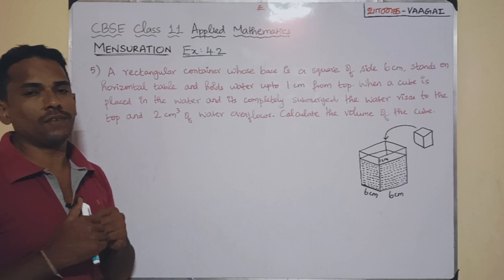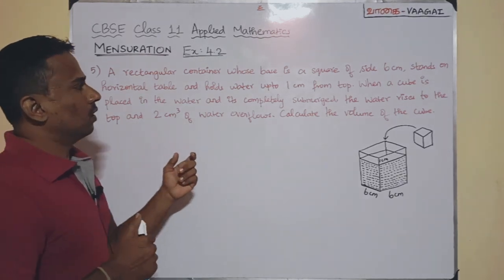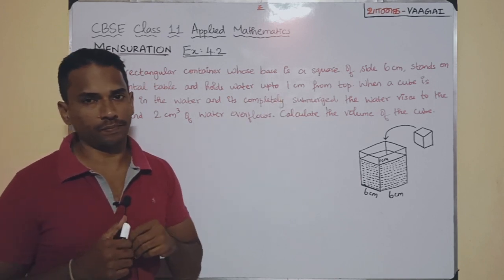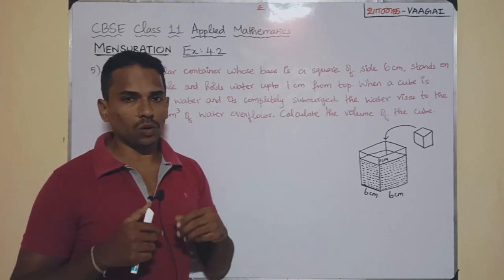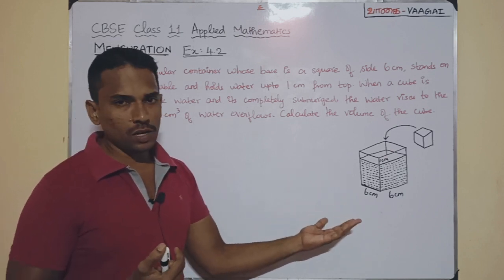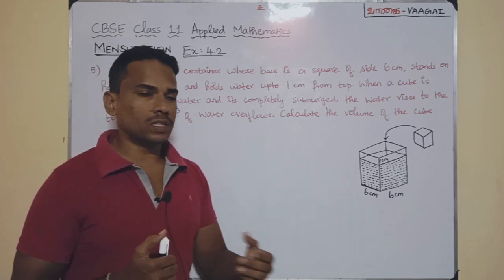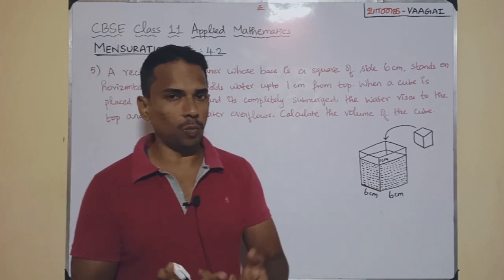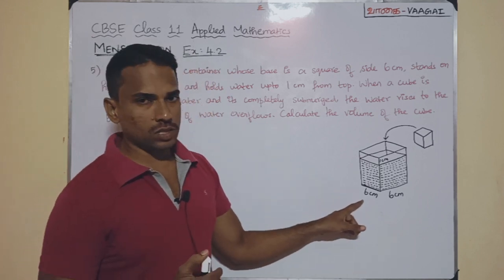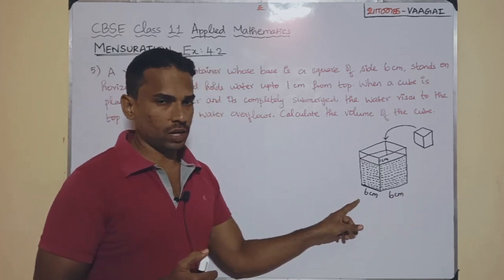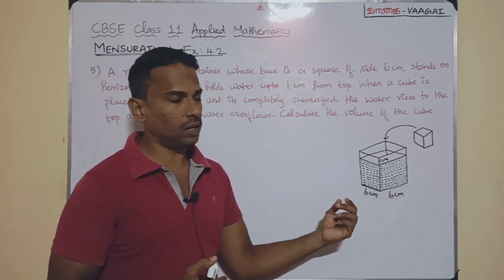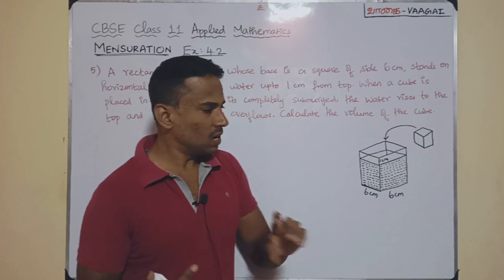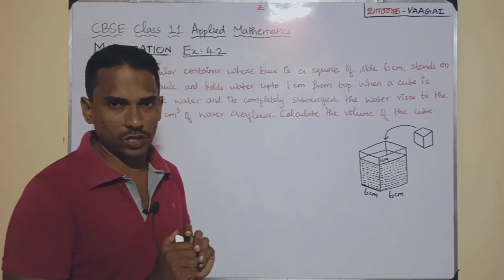Next we have question number 5. A rectangular container whose base is a square of side 6 centimeter. So there is a rectangular box whose base is going to be a square, which means that container is going to be a cuboidal container. If you consider the base of that container, it is a 6 centimeter by 6 centimeter square base with some particular height. That height is not mentioned.